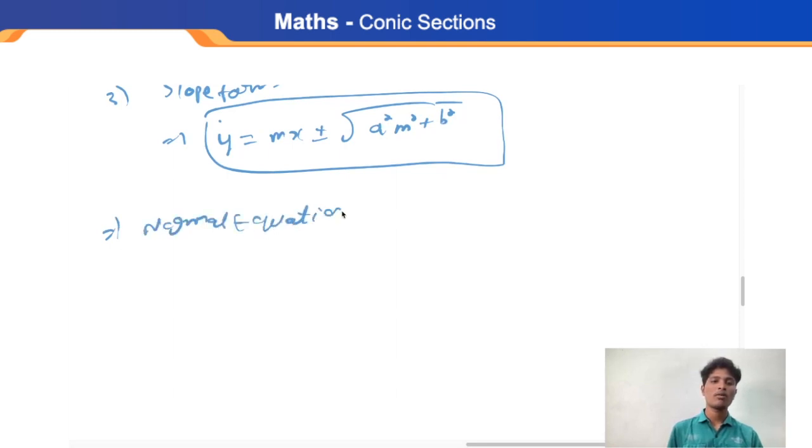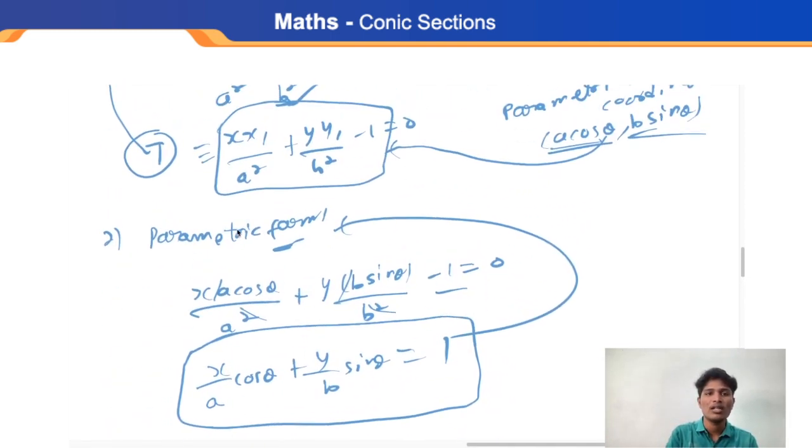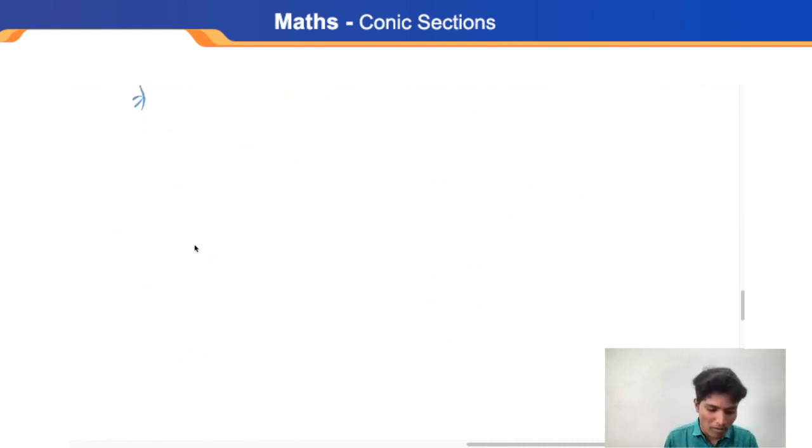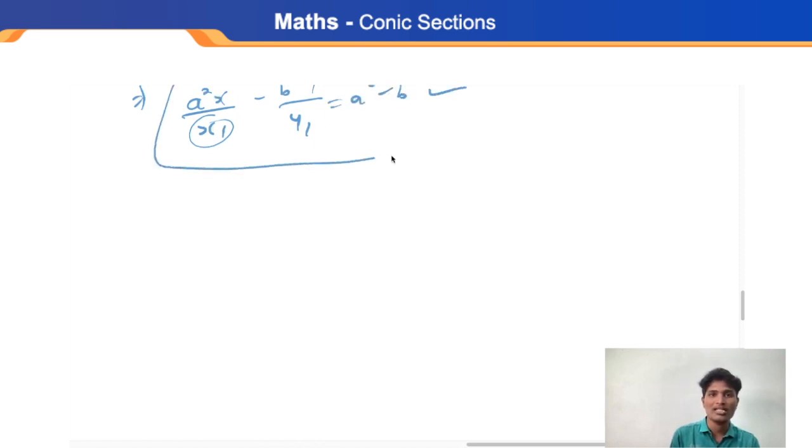Now equation of normal. For the equations of normal, simply what we have to do, we have to find the normal slope. In the first equation where we have written this one, that is x x1 divided by a square plus y y1 divided by b square minus 1 is equal to 0. Now we have to simply write the normal equation, that is a square x by x1, which is a point x1, minus b square y by y1 is equal to a square minus b square. This is a very important equation, that is a point form of normal equation.